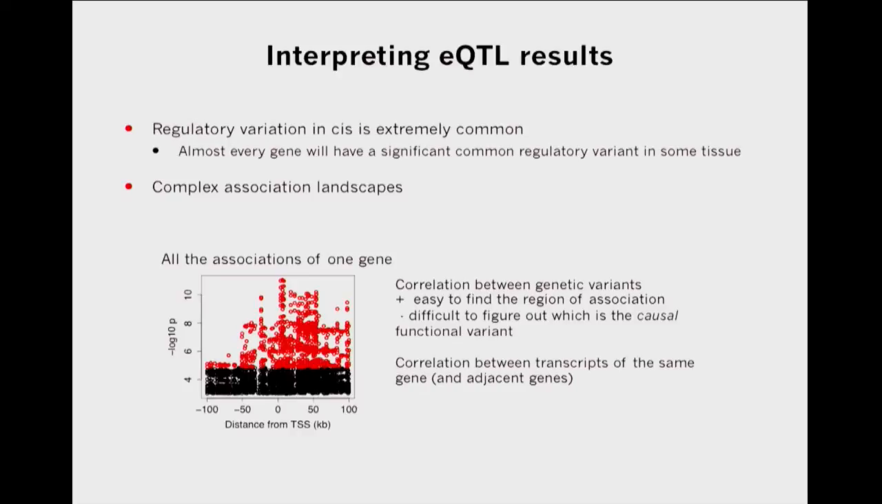In some ways it makes it easier to find these associating regions, because you don't necessarily have to have genotype data of the real functional variant. You can just use these proxies. But it does make it very difficult to figure out what the causal variant is. And then, as you mentioned, there are also correlations between transcripts of the same gene, and this needs to be taken into account in the analysis. If you have measured transcripts of the same gene and done QTL analysis for that, you can't really treat them as independent signals or independent phenotypes.